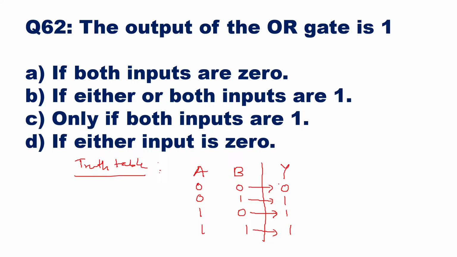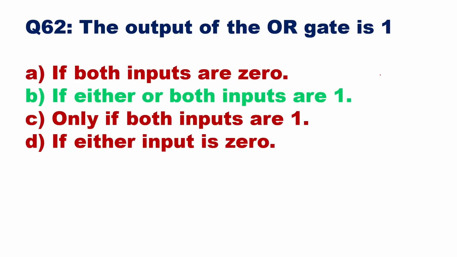Now, this truth table relates to which statement? Statement A is if both inputs are 0, the output is high. No. If either or both inputs are 1, the output is high. This is true. So statement B is true with this truth table of OR gate. So option B will be the right answer. If either or both inputs are high, logic 1, then the output of OR gate will become 1. Then we'll go to the next question.